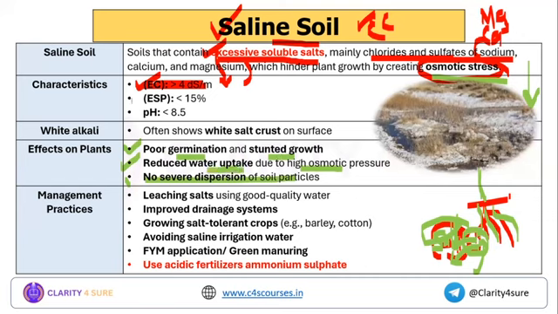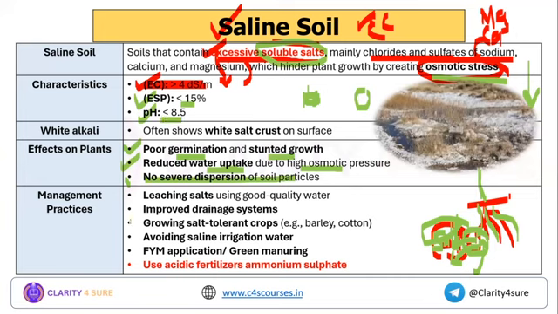Okay, so EC is more than 4 decibel per meter, but ESP here is low. Because the sodium we see in ESP is the presence of sodium on the exchangeable complex, the cation exchange site, right? But here this sodium is soluble, it is free and not bound on the exchange site. And the presence of others, calcium and magnesium, will balance out the process, and because of these reasons ESP is less than 15% and the pH is less than 8.5.